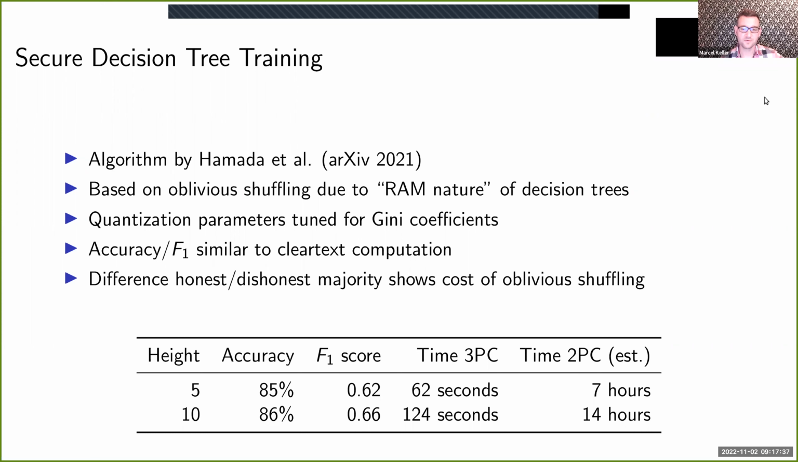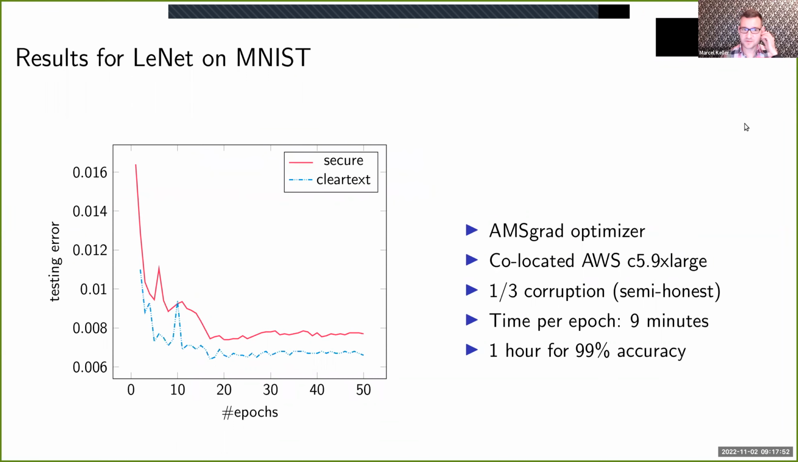Okay, so that concludes the decision tree training part. I think I still have, was it 5-10 minutes? Yeah, something like that. So then we just go straight over to neural networks, and slightly older work that I've been working on mostly last year, published this year.